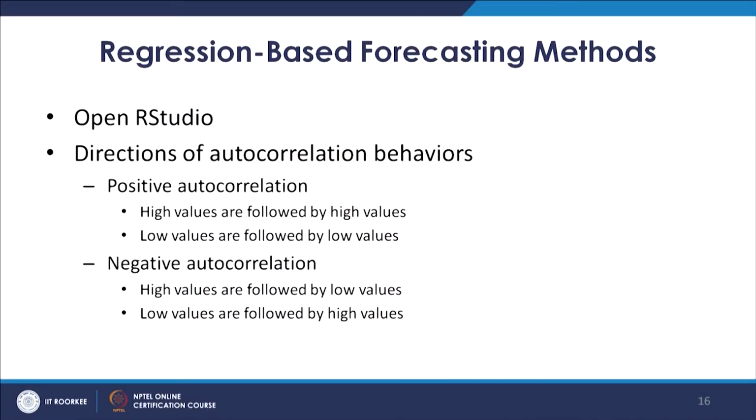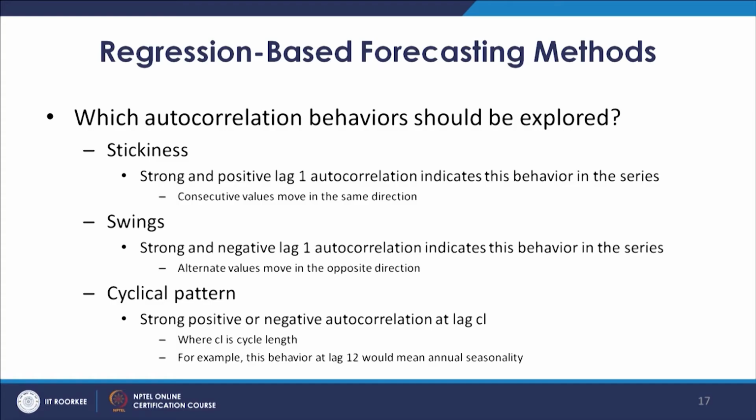So, if this autocorrelation value is positive, then that means high values are followed by high values and low values are followed by low values. If we get a negative autocorrelation value, that indicates that high values are typically followed by low values and low values are typically followed by high values. This direction of autocorrelation behavior is important for us to understand, because it is going to help us in identifying different time series components and later on incorporating them in our forecasting model. So, let us move further.